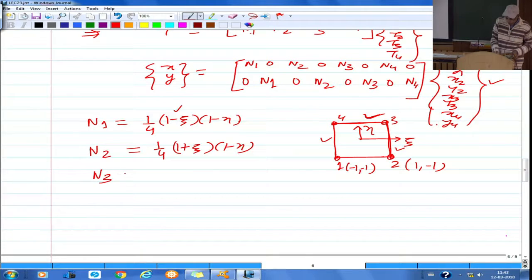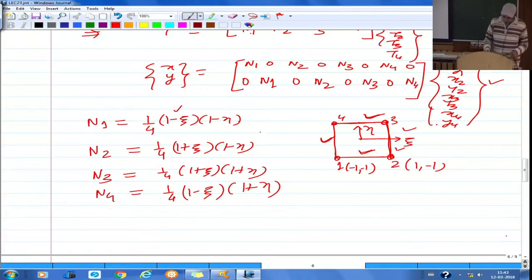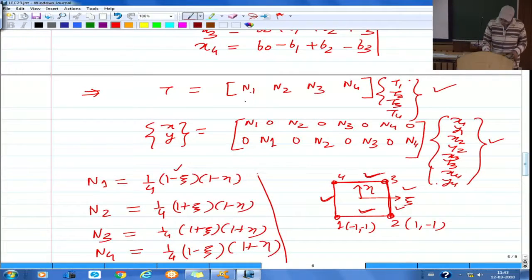In the same way you can write N3. N3 will be 1 by 4, 1 plus xi into 1 plus eta, that is the equation of this line into the equation of this line. And N4 would then be 1 by 4, for this line, which is the equation of this into this, so that is 1 minus xi into 1 plus eta. So these are the 4 shape functions. These same shape functions are going to be used here as well as here.